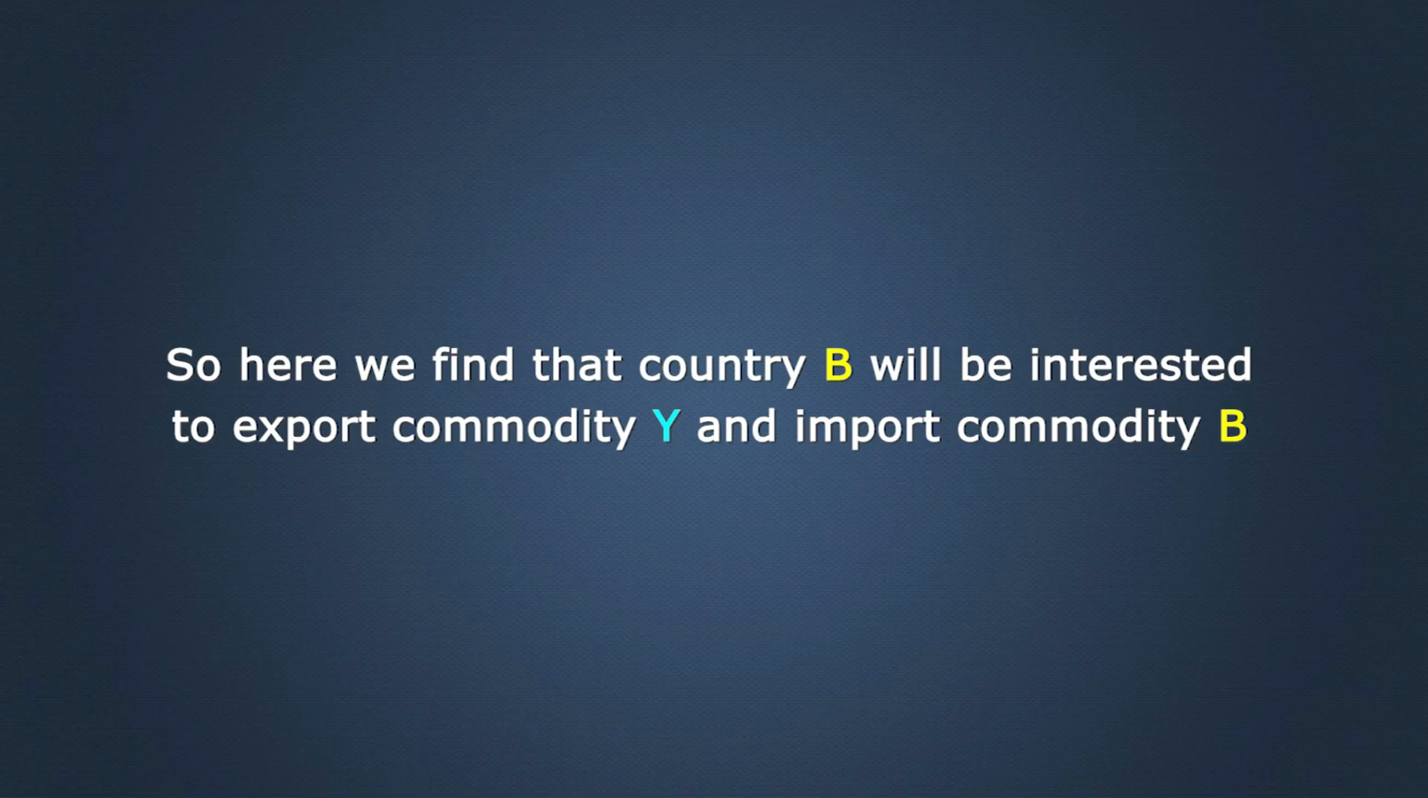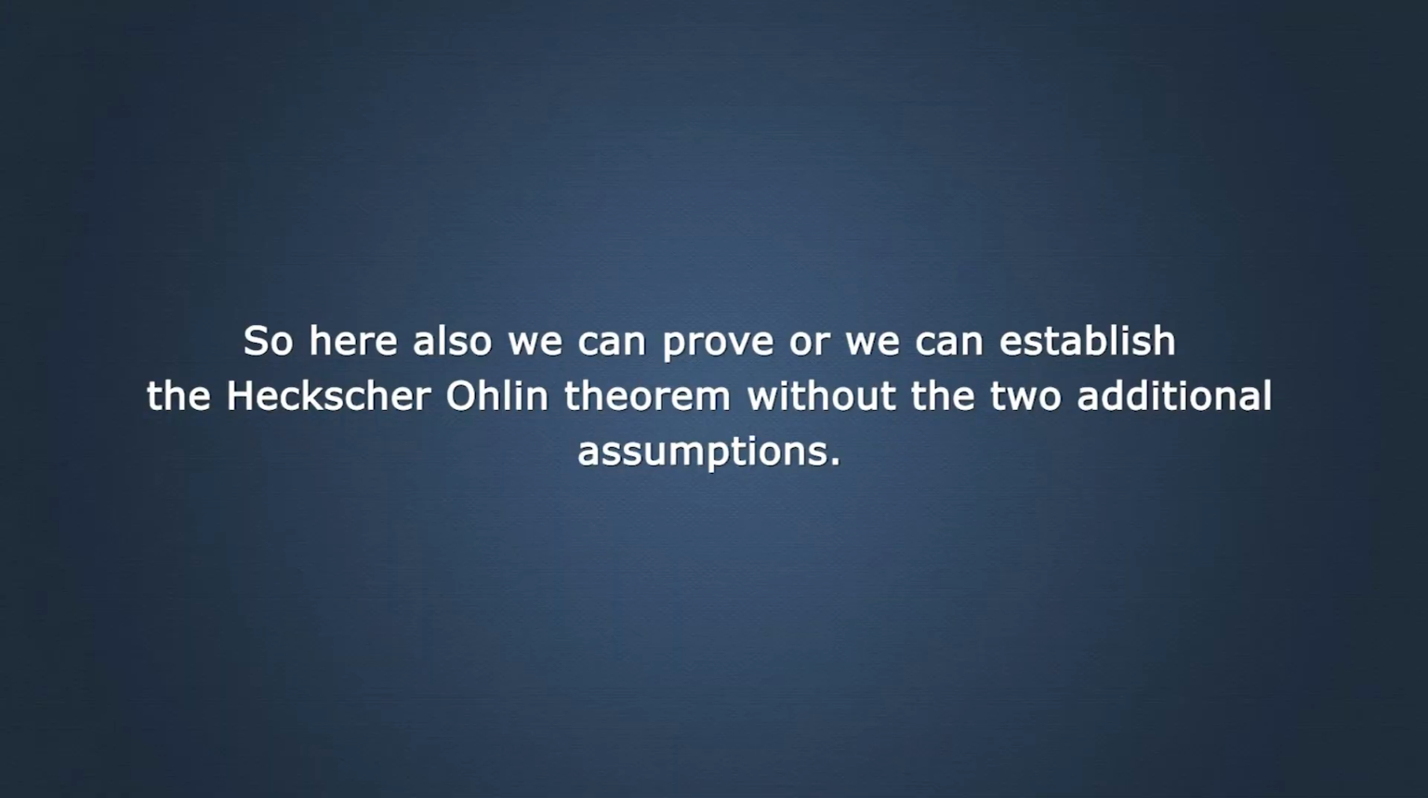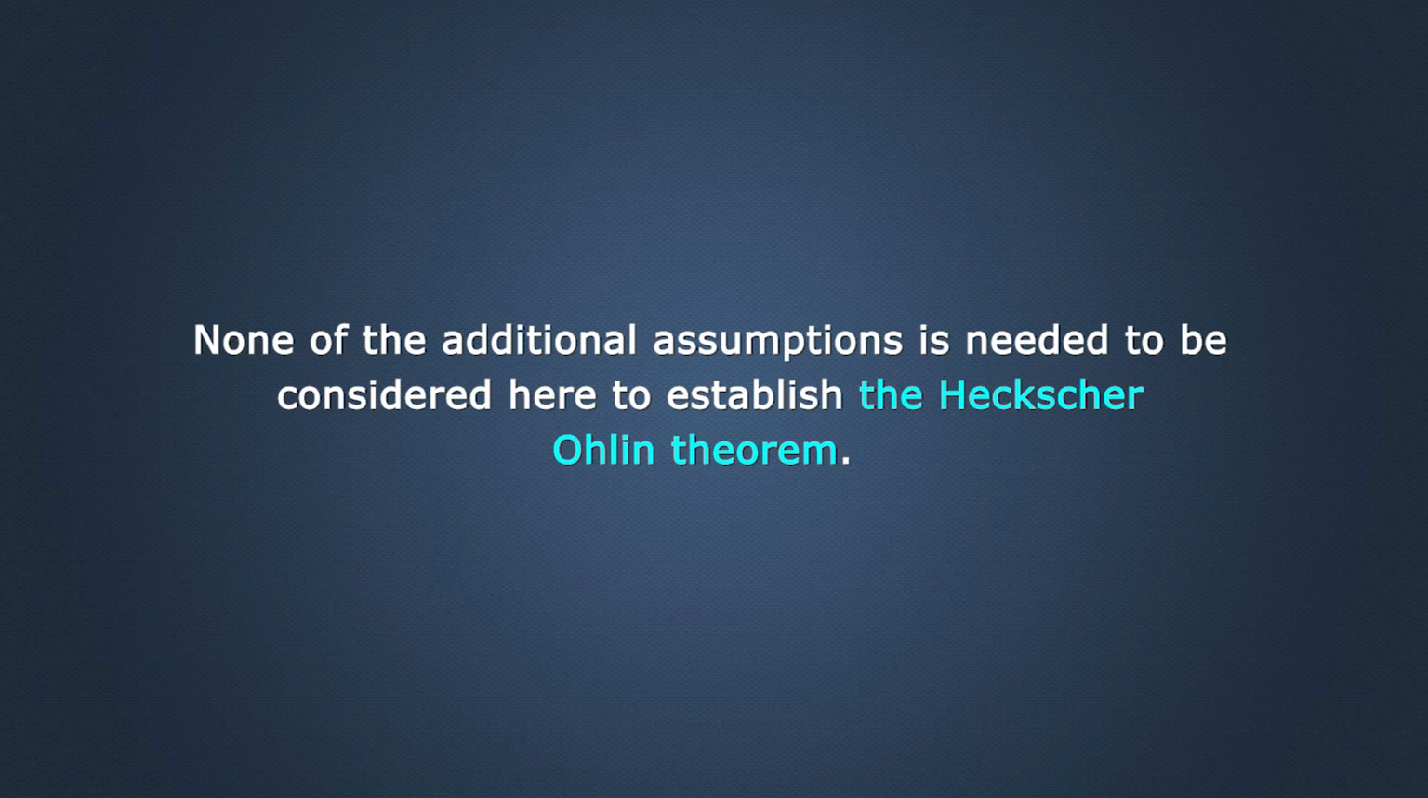So here we find that country B will be interested to export commodity Y and import commodity X, which we get from the Heckscher-Ohlin theorem. So here also we can establish the Heckscher-Ohlin theorem without the two additional assumptions. None of the additional assumptions needs to be considered here. So in this session we find how the role of demand can violate the Heckscher-Ohlin theorem.